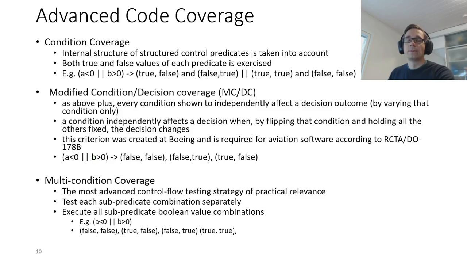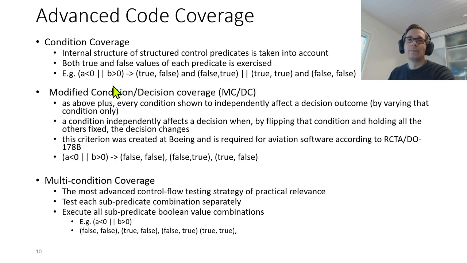There exist more code coverage measures. So we have a measure called condition coverage, which investigates the internal structure of the control predicates, so that both true and false values of each predicate are taken into account.